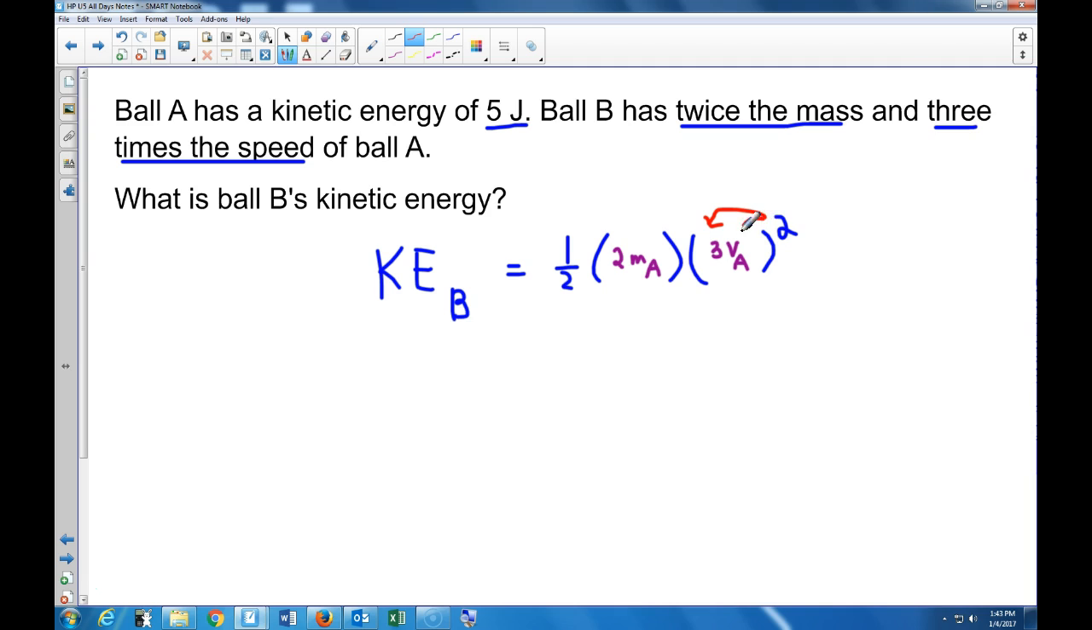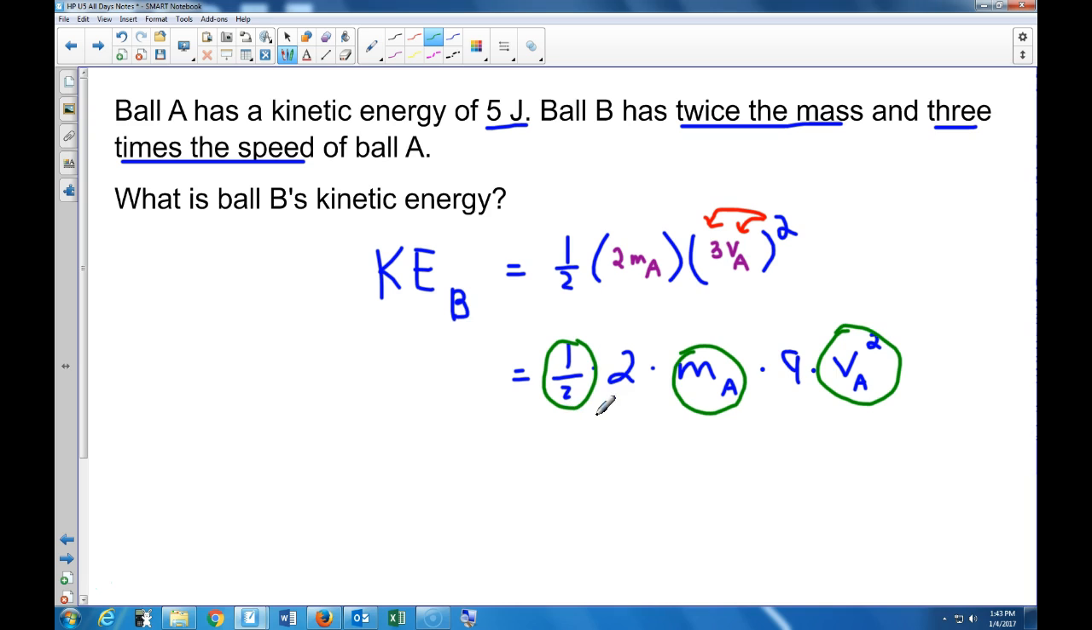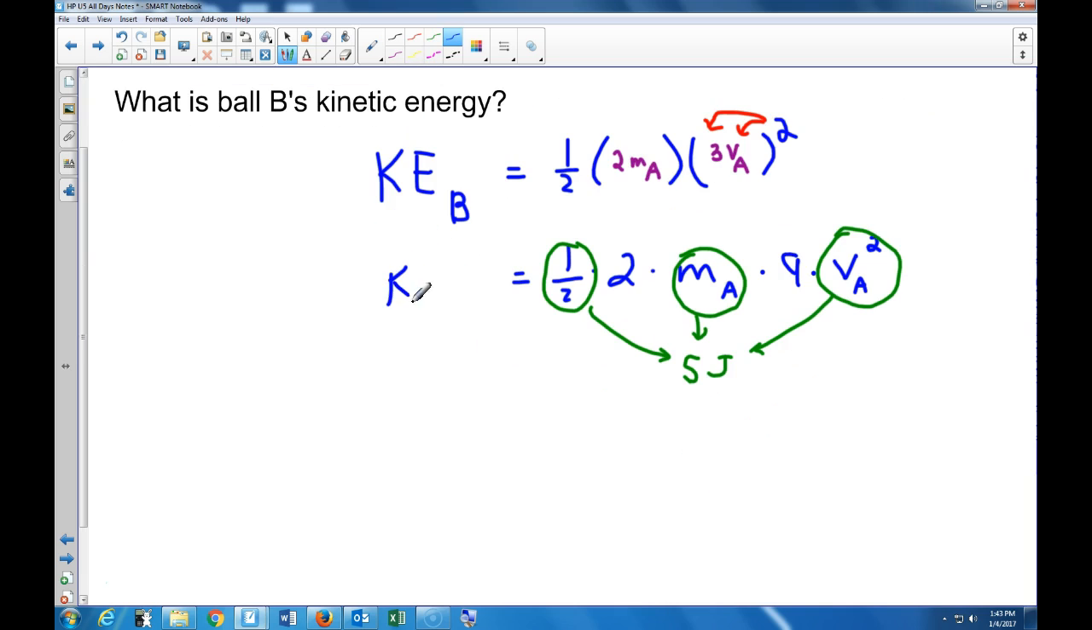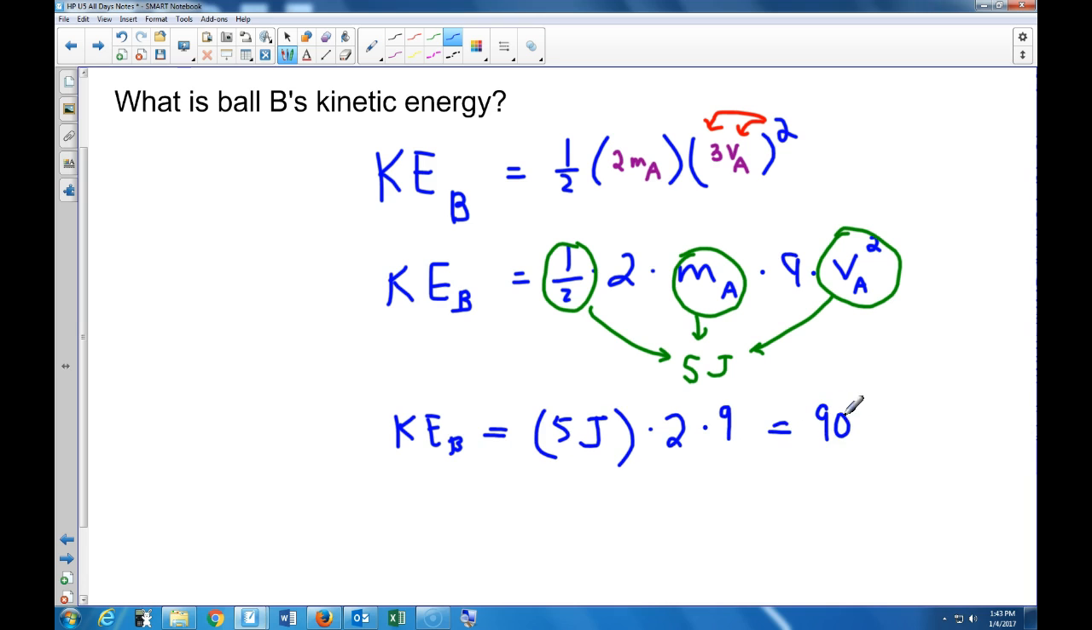When we distribute the squared, we have on the right side 1/2 times 2 times A's mass times 3 squared, which is 9, times A's speed squared. And then we say, wait a second, 1/2 A's mass, A's speed squared, that is equal to A's kinetic energy. And instead of plugging in just KE here, we know the value, it's 5 joules. So KE for ball B is going to be 1/2 mv squared, which is 5 joules, and then I still have a 2 that didn't go away, and I have a 9 that didn't go away. So what's that? That's 90 joules.